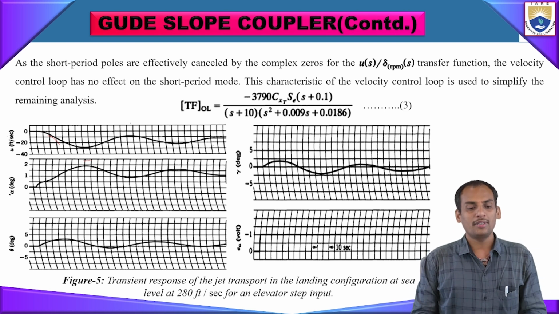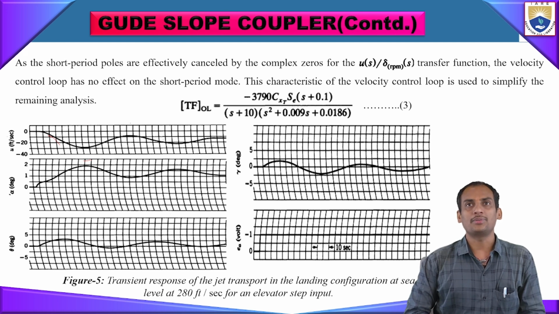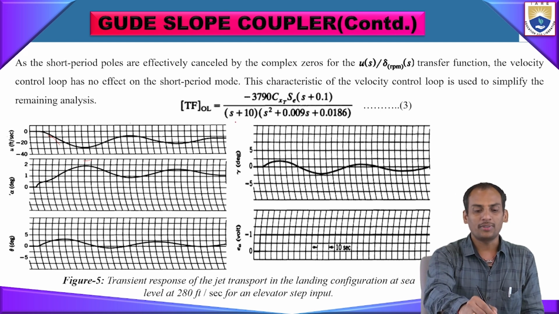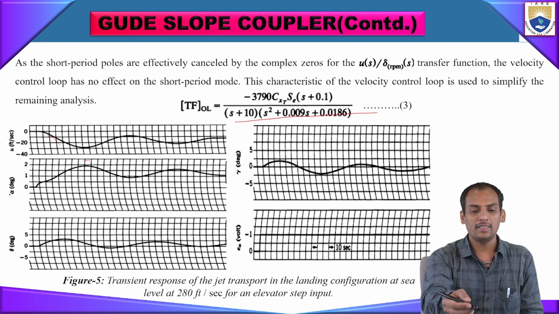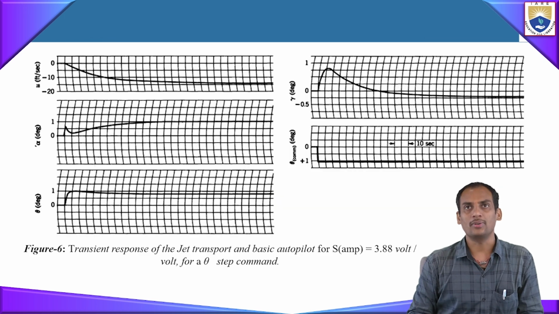As the short period poles are effectively cancelled by the complex zeros for the above said transfer function, that is U of s by delta E of s, the velocity control loop has no effect on the short period pole. So this characteristic velocity can be open loop, and the simplified transfer function for the open loop will be shown like this. We can get this equation from the previous equation by simplification only.